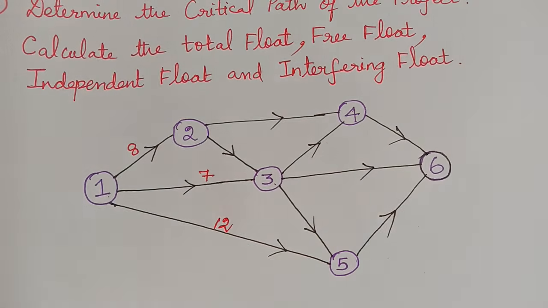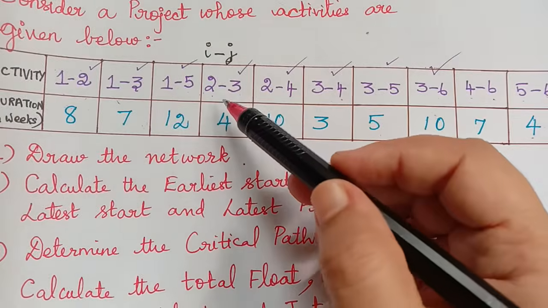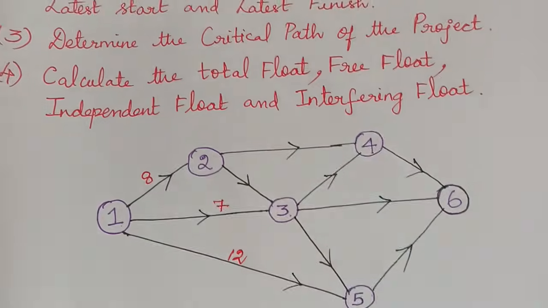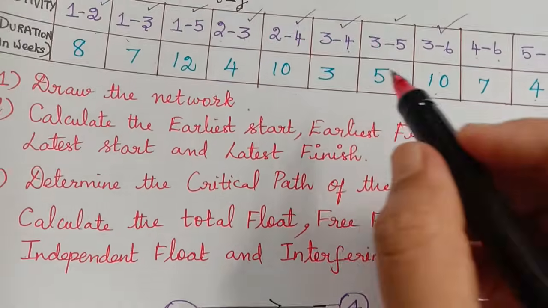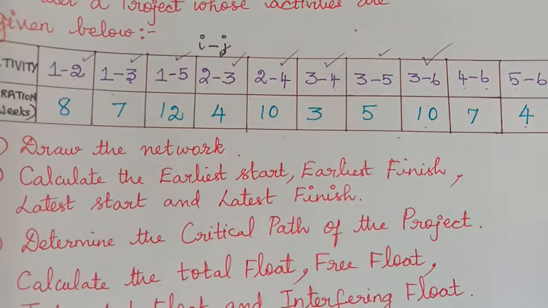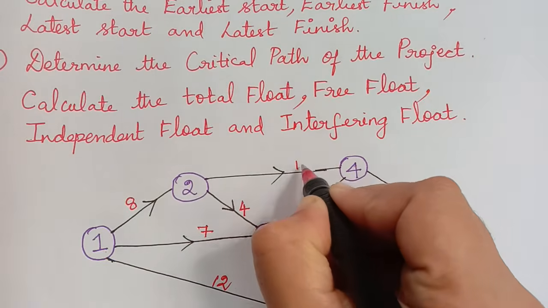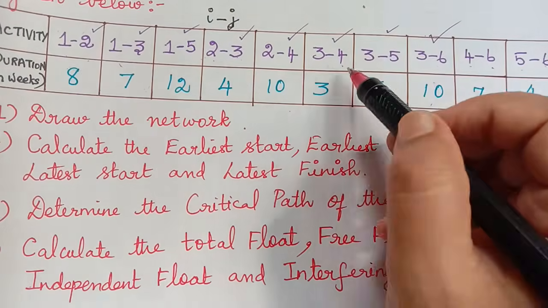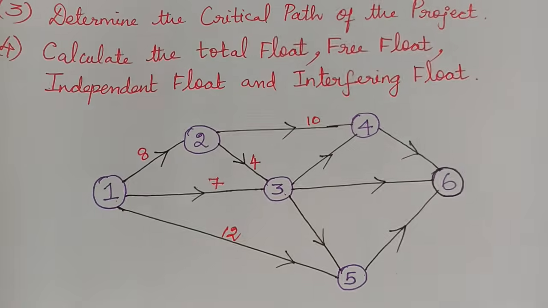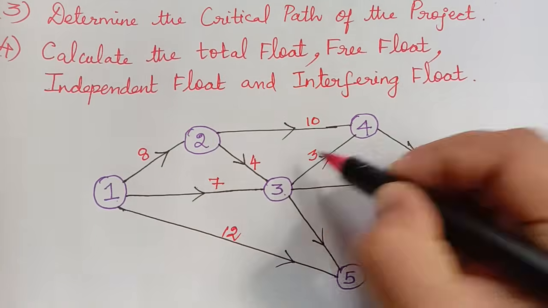In a similar manner, to complete the activity 2 to 3, it is 4. So we shall write the 2 to 3, it is 4. And then to complete the activity 2 to 4, it takes 10 weeks, so we shall write the 10 above this arrow. And to complete the activity 3 to 4, it takes 3 weeks.